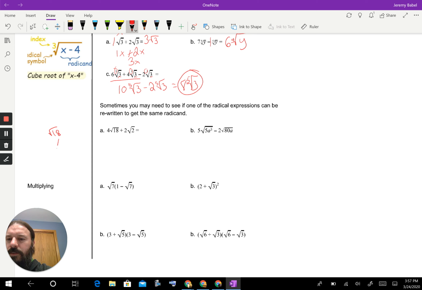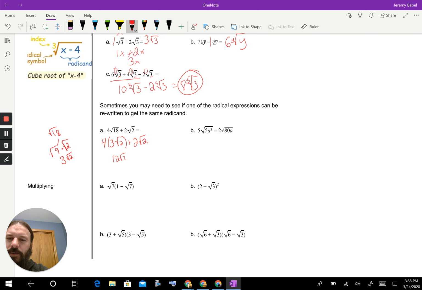Well, that is 9 times 2. So the square root of 9 times the square root of 2. And the square root of 9 is 3. So we can replace the square root of 18 with 3 square root of 2. So that would be 4 times 3 times the square root of 2 plus 2 square root of 2. And that would be then 4 times 3 is 12 root 2.